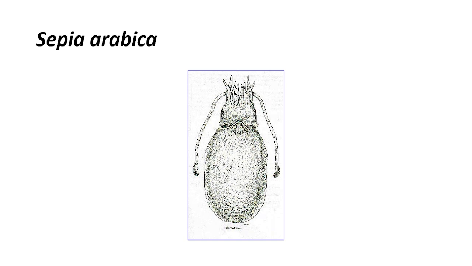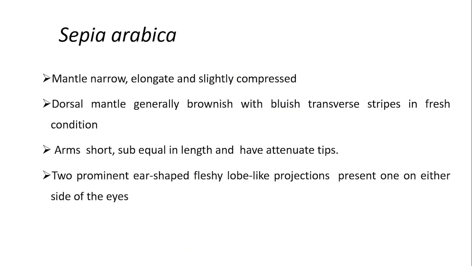Next, we move to the Sepia arabica species. The key characteristic of Sepia arabica is a mantle narrow, elongate, slightly compressed. The dorsal mantle is generally brownish with a bluish transverse stripe in fresh condition. The arms are short, subequal in length, and have attenuated tips. Two prominent ear-shaped fleshy lobes, which look like projections, are present on either side of the eyes. These are the key characteristics of Sepia arabica.